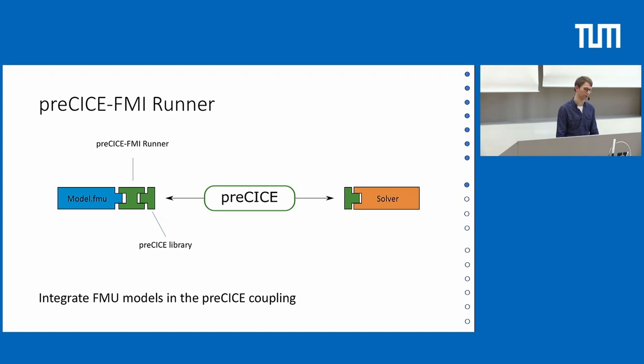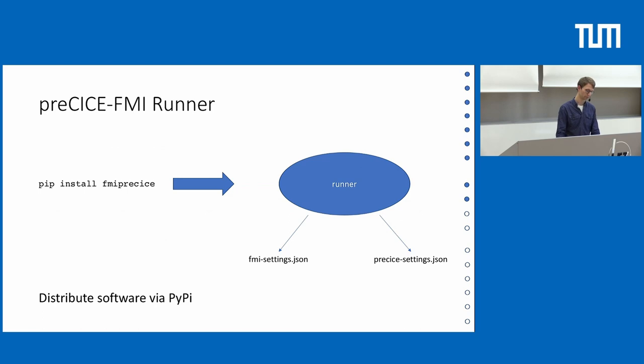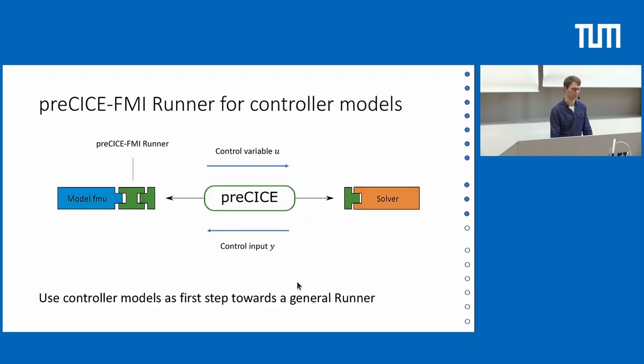And ideally, this would be written in such a way that no matter what kind of system we model in the FMU, it will still work with the runner. The software should be distributed via PyPI, so that in the end you can just get it with a simple pip install command. And then to set up the simulations, you would have input files in the form of JSON files. So that's the general goal that we want to reach.